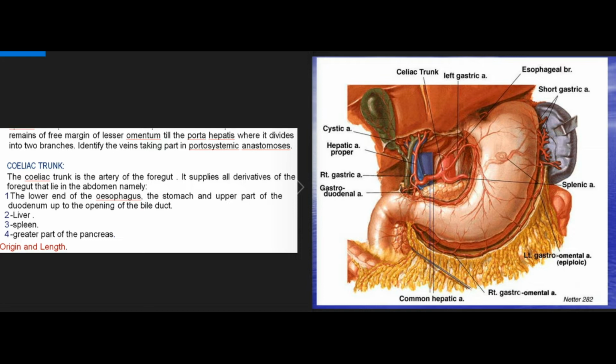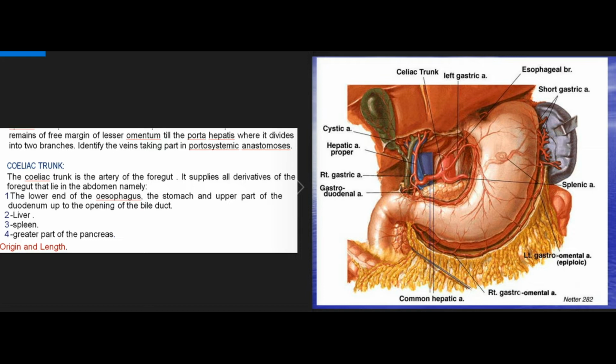Coeliac trunk. The coeliac trunk is the artery of the foregut. It supplies all derivatives of the foregut that lie in the abdomen, namely, 1. The lower end of the esophagus, the stomach, and upper part of the duodenum up to the opening of the bile duct. 2. Liver. 3. Spleen. 4. Greater part of the pancreas.